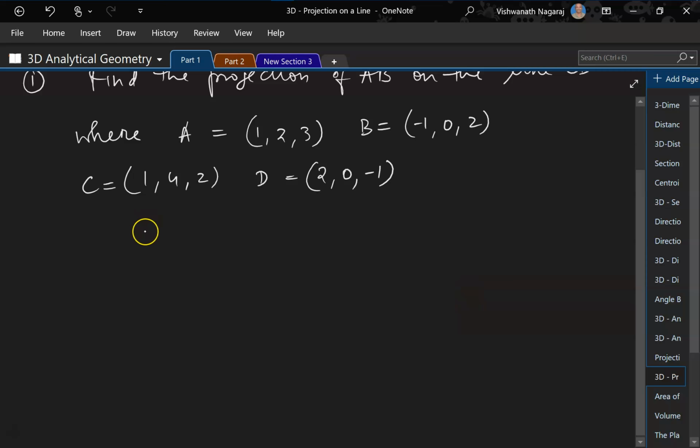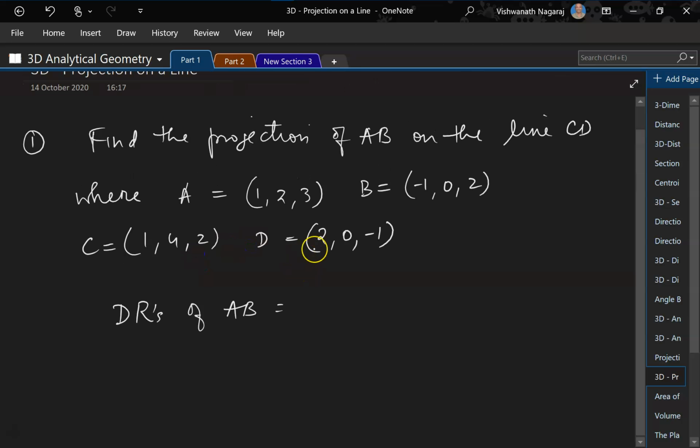Okay. Now let's focus on the direction ratio of AB. So direction ratio is what? x2 minus x1, y2 minus y1. So here what will it be? Minus 1 minus 1, so minus 2. 0 minus 2, minus 2. 2 minus 3, minus 1. So minus 2, minus 2, minus 1.